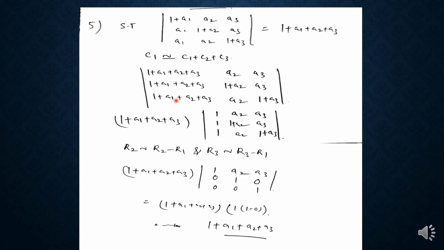So in the three rows, in the first column 1 plus a1 plus a2 plus a3 is common. So by taking 1 plus a1 plus a2 plus a3 common, then we'll get 1 1 1, a2, 1 plus a2, a2, a3, a3, 1 plus a3.